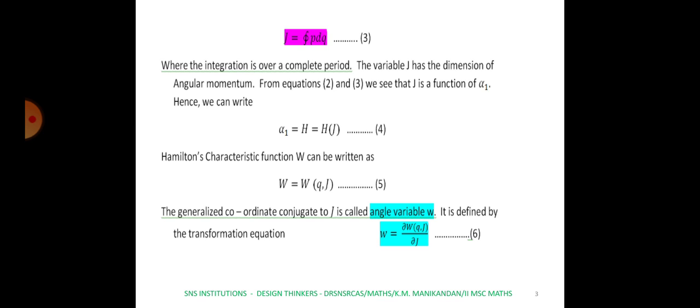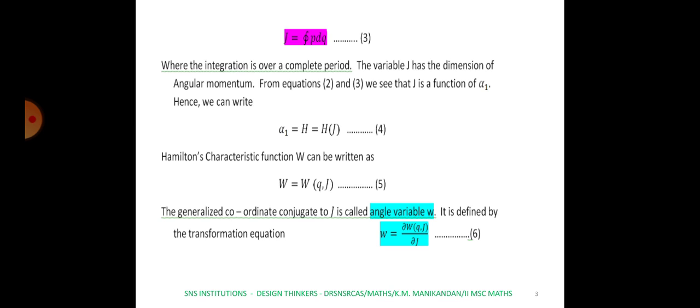Now we can say alpha 1 is equal to H, the Hamiltonian, expressed in terms of the action variable J. So name this equation as 4: alpha 1 equal to H equal to H of J. Next we define the Hamilton characteristic function W as a function of the generalized coordinate q and the action variable J.